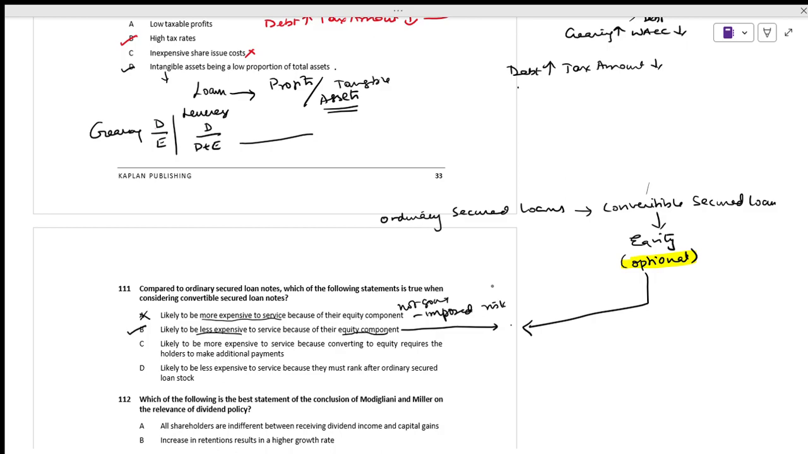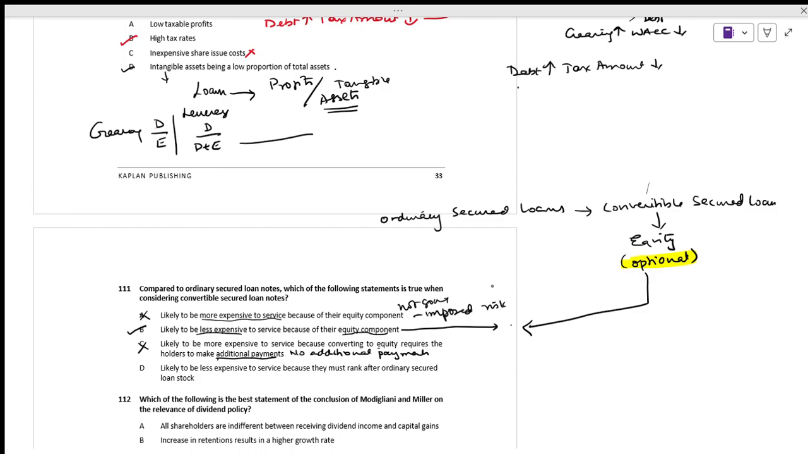Okay, let's say now, likely to be more expensive because converting to equity requires the holder to make additional payments. No, we are not going to have any additional payments. We are directly converting the amount to amount. Okay, no additional payments. Be very clear about the explanations.